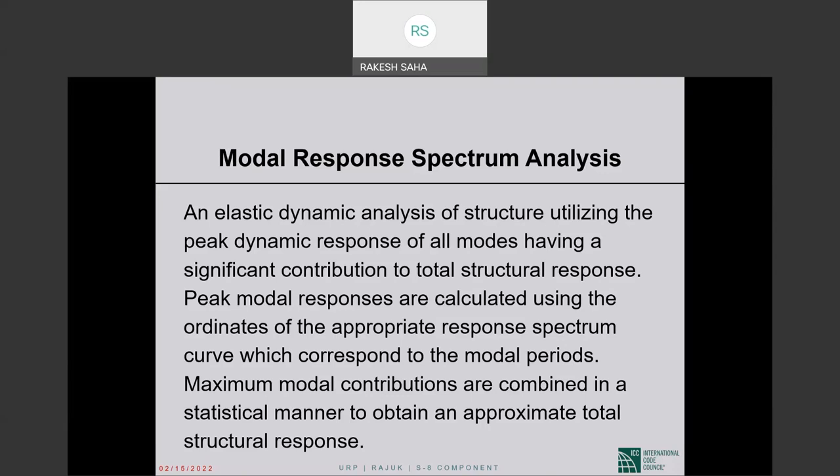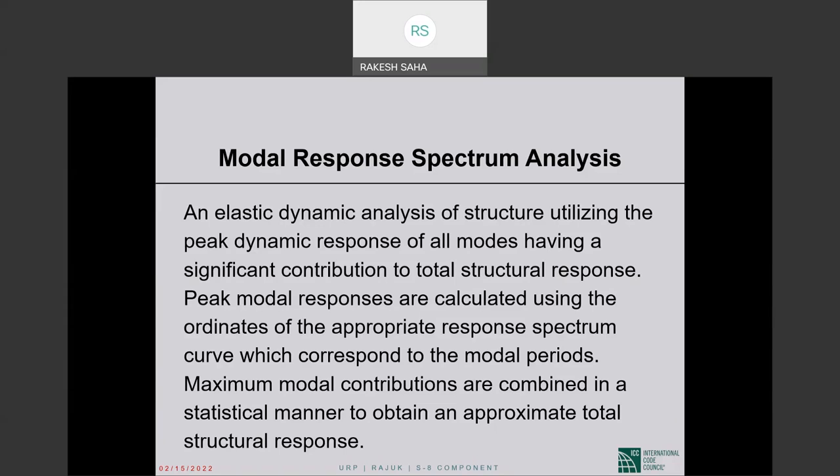Peak modal responses are calculated using the ordinates of the appropriate response spectrum curve, which correspond to the modal periods. Okay, so you have modal periods. You go to your spectrum, and you see the response quantity. Spectral acceleration, spectral velocity, whatever. Maximum modal contributions are combined in a statistical manner.